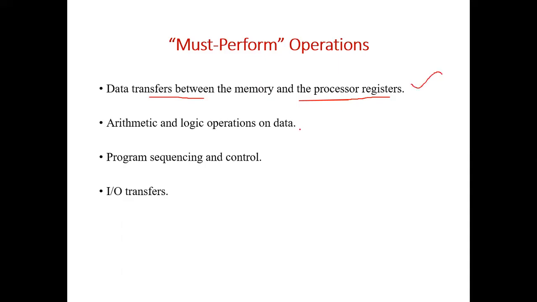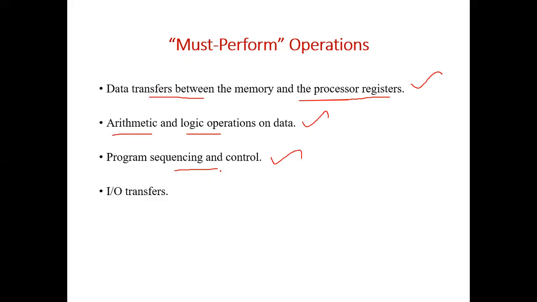Then the second type of instruction that it should support is a set of instructions for performing arithmetic and logical operations, which is addition, subtraction, multiplication, division, and, or, not, etc. And also it should include instructions for program sequencing and control. That is the third type of instructions a computer or a processor should support.